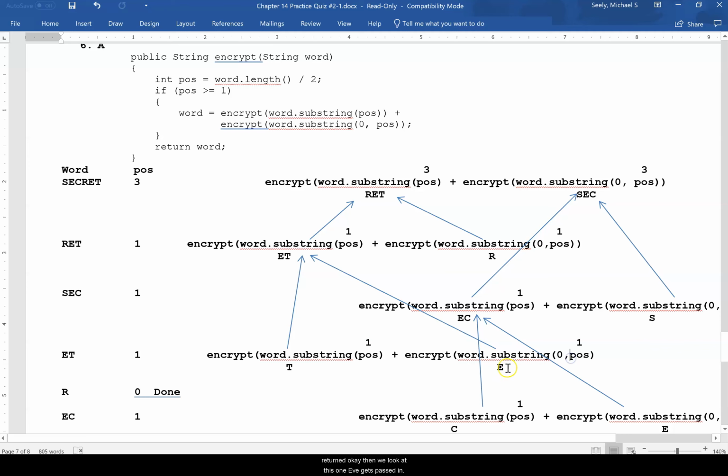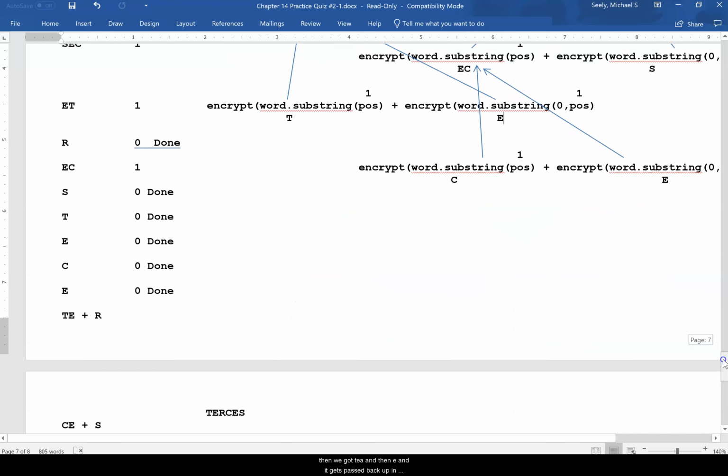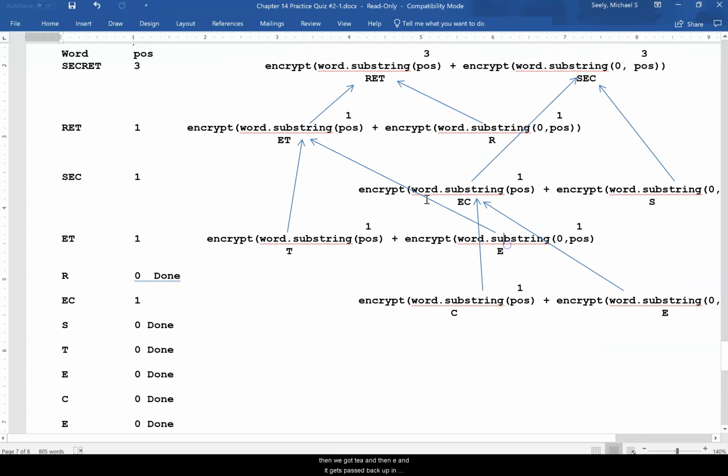Then we look at this one, E. E gets passed in, and it's only 1 letter long. So 1 divided by 2 is 0.5, which is 0. So POS is greater than 0. Nope. So then we got T and then E, and it gets passed back up into here. So we have TE, and then let's see here.